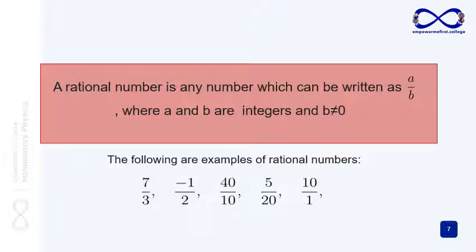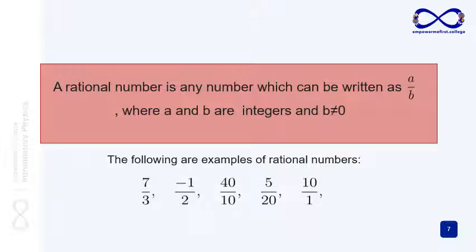So a rational number is any number which can be written as a over b, where a and b are integers and b is not equal to 0, because if b is equal to 0, that simply means that we've got an undefined number or fraction. We have an example below of rational numbers.